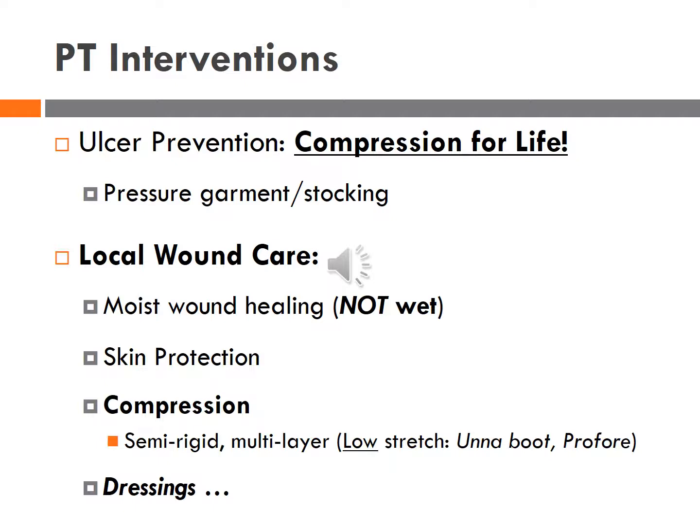Compression is always a component of treatment with venous insufficiency ulcers. Most of the time you want to have a low stretch, multi-layer compression dressing over the top of your wound dressing. Examples of these include Unna boots, Pro4, multi-layer dressings, or sometimes people create their own with different materials. And then as always, dressings to appropriately take care of the wound. We will talk about dressings specifically in a later week.